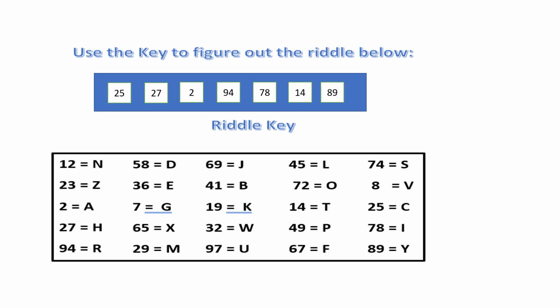You can find that 25 is the letter C, 27 the letter H, then A, then R, then I, T, and Y. So the word is charity.